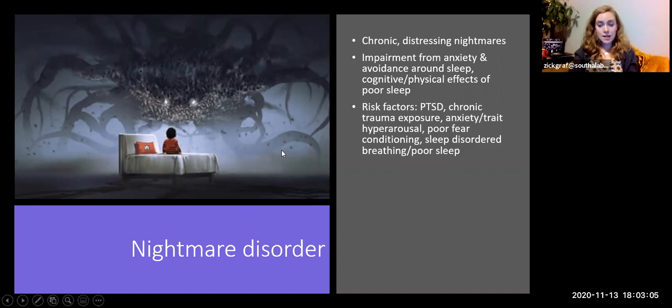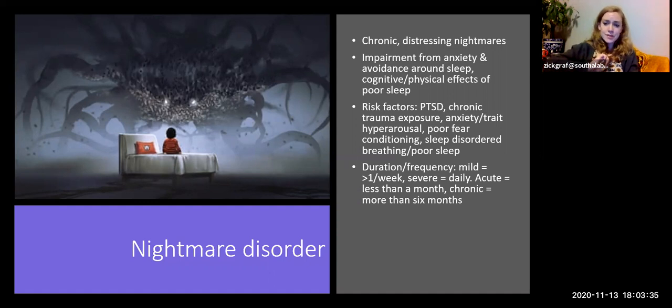People with PTSD or chronic trauma exposure are more likely to have nightmare disorder, but so are people with any anxiety disorder, as well as people with this trait that predisposes them to anxiety, where they have consistent hyperarousal. They over fear condition, and they're not good at safety learning. Also, nightmare disorder is more common in people who have dyssomnia. So people whose sleep is interrupted, people who wake up a lot during sleep.